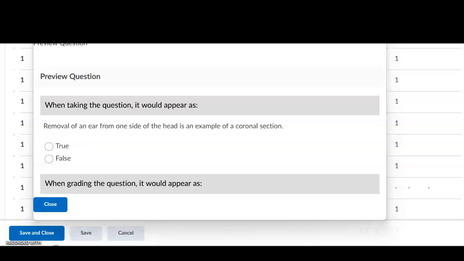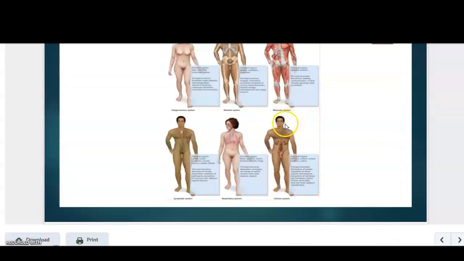Okay, next question. Removal of an ear from one side of the head is an example of a coronal section. So let's stop for 5 seconds. Okay, so hopefully you got your answer. And let's take a look at this. So we have the figure right here, and the ears are right here.